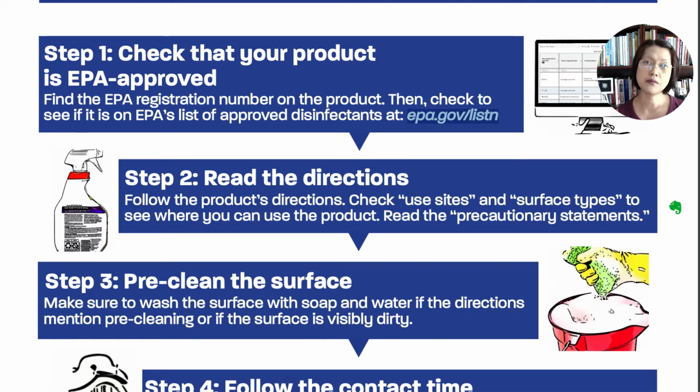Read the precautionary statements. So, use sites and surface types means it'll tell you where you can use it. If you can use it in the kitchen, if you can use it in the bathroom, and it also tells you the specific surfaces. Most of the time, it will say it's only for hard surfaces. In which case you can't use it for anything, obviously anything soft, like your sofa, your bed, and so on. So read the directions very well.